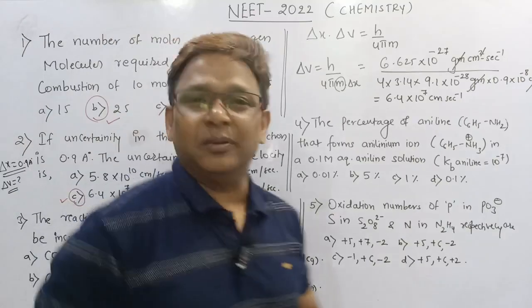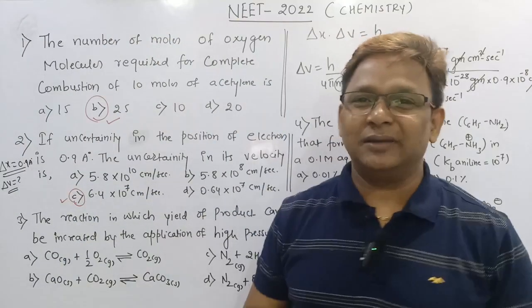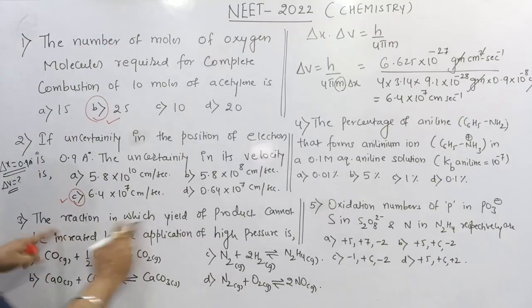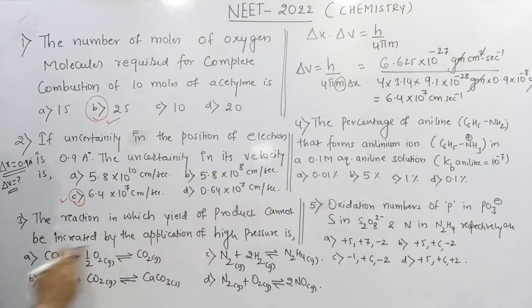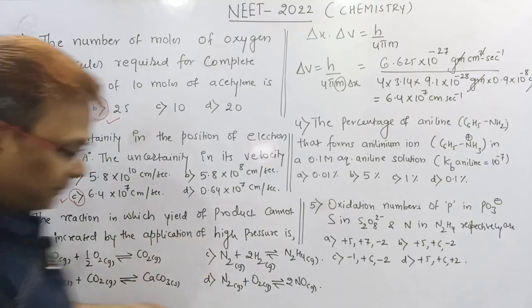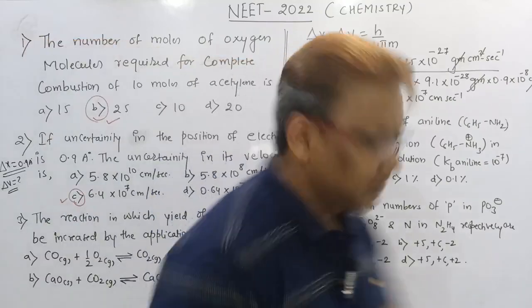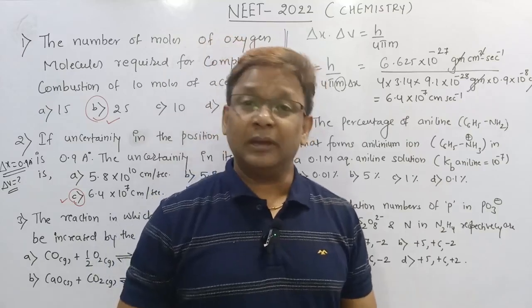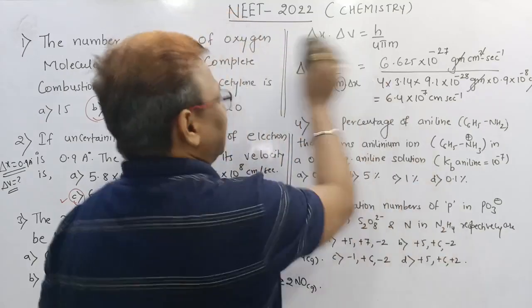Now come for question number 3. I hope you are able to understand. Now see, come for question number 3. The reaction in which yield of product cannot be increased by the application of high pressure is. But do you remember, this is a concept coming from ionic equilibrium, and that to be given by Le-Chatelier principle.